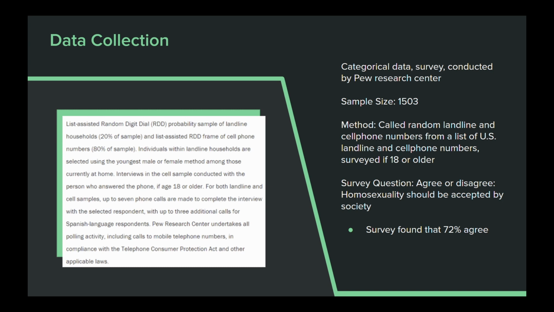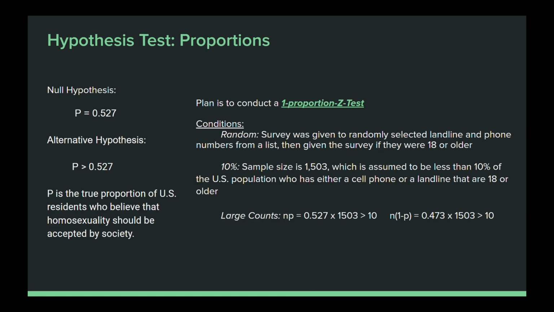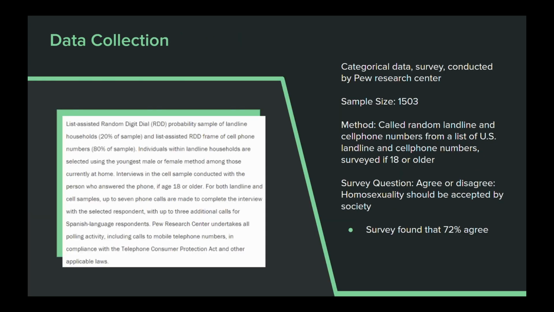So, data collection. For my statistical question, the data was collected by Pew Research Center, same survey, where for the world, the average acceptance rate was 52.7%, as shown in the p-value here, and the rate for the United States was 72%. The sample size for the United States was 1,503, and the way they did the collection was they called a random landline or cell phone numbers from the list of U.S. landline and cell phone numbers, and then they only surveyed the person who picked up if they were 18 or older.